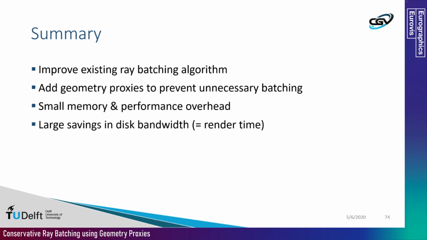So we propose to store a proxy of the actual geometry, such that we can more accurately test whether a ray might hit something, before we have to load anything from disk. And with just a very low cost of performance, we can reduce the number of times that a ray is to be batched by about 50%. And our results show that it also heavily reduces the amount of data that we have to load from disk, which should equate to lower rendering times.